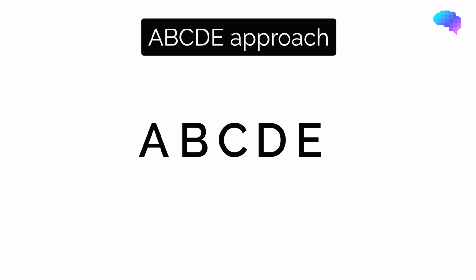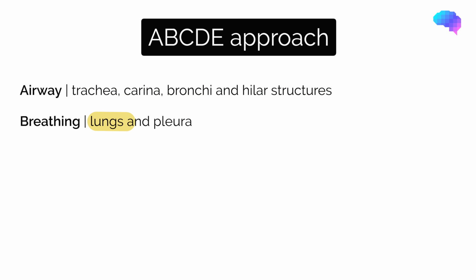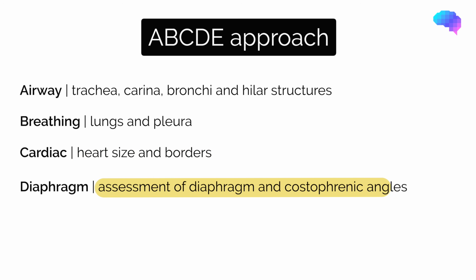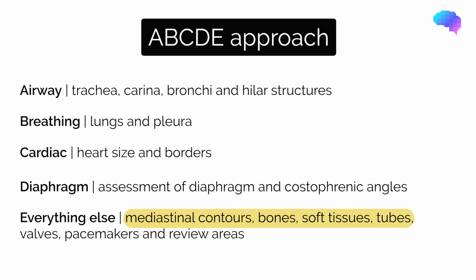Now it's time to systematically interpret the imaging and identify any findings. To do this, we use the ABCDE approach. Broadly, this corresponds to airway, including inspection of the trachea, carina, bronchi, and hilar structures; breathing, including inspection of the lungs and pleura; cardiac, including inspection of the heart size and borders; diaphragm, including inspection of the hemidiaphragm and costophrenic angles; and finally, everything else, which includes inspection of the mediastinal contours, bones, soft tissues, tubes, valves, pacemakers, and having a final check of important areas to review.